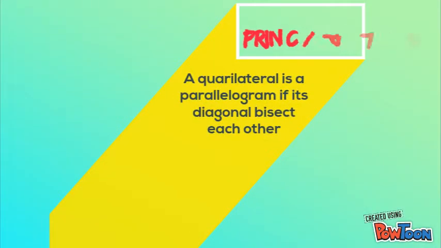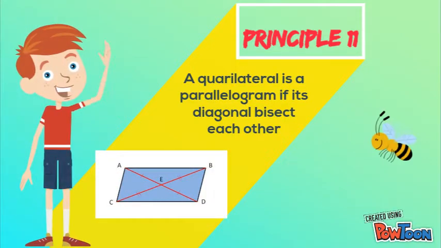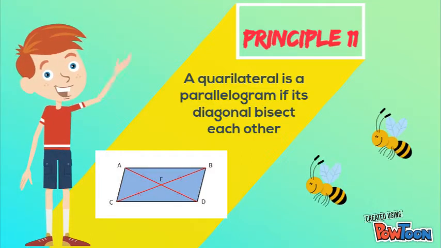Principle 11. A quadrilateral is a parallelogram if its diagonals bisect each other. If line AE is congruent to line EC and line BE is congruent to line ED, then ABCD is a parallelogram.